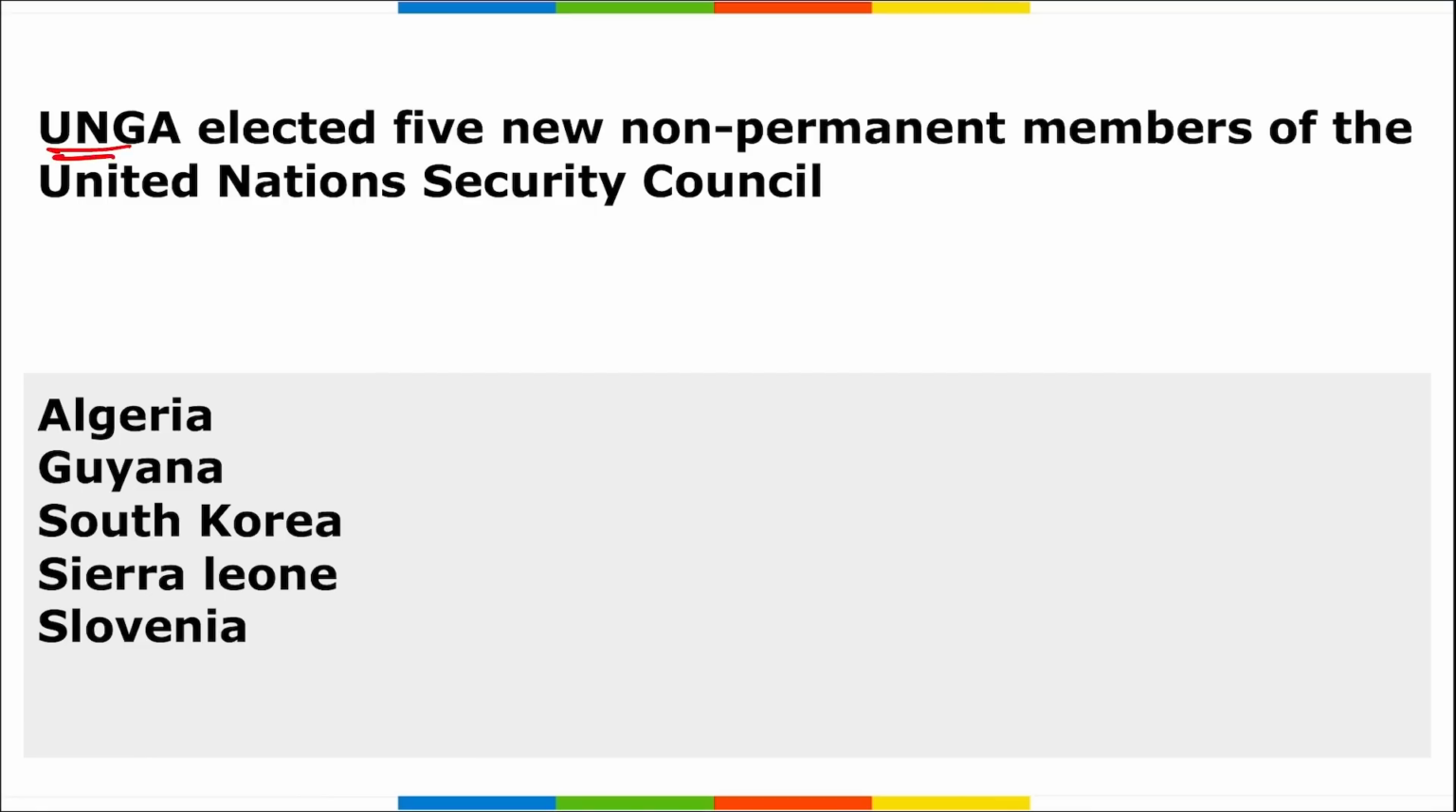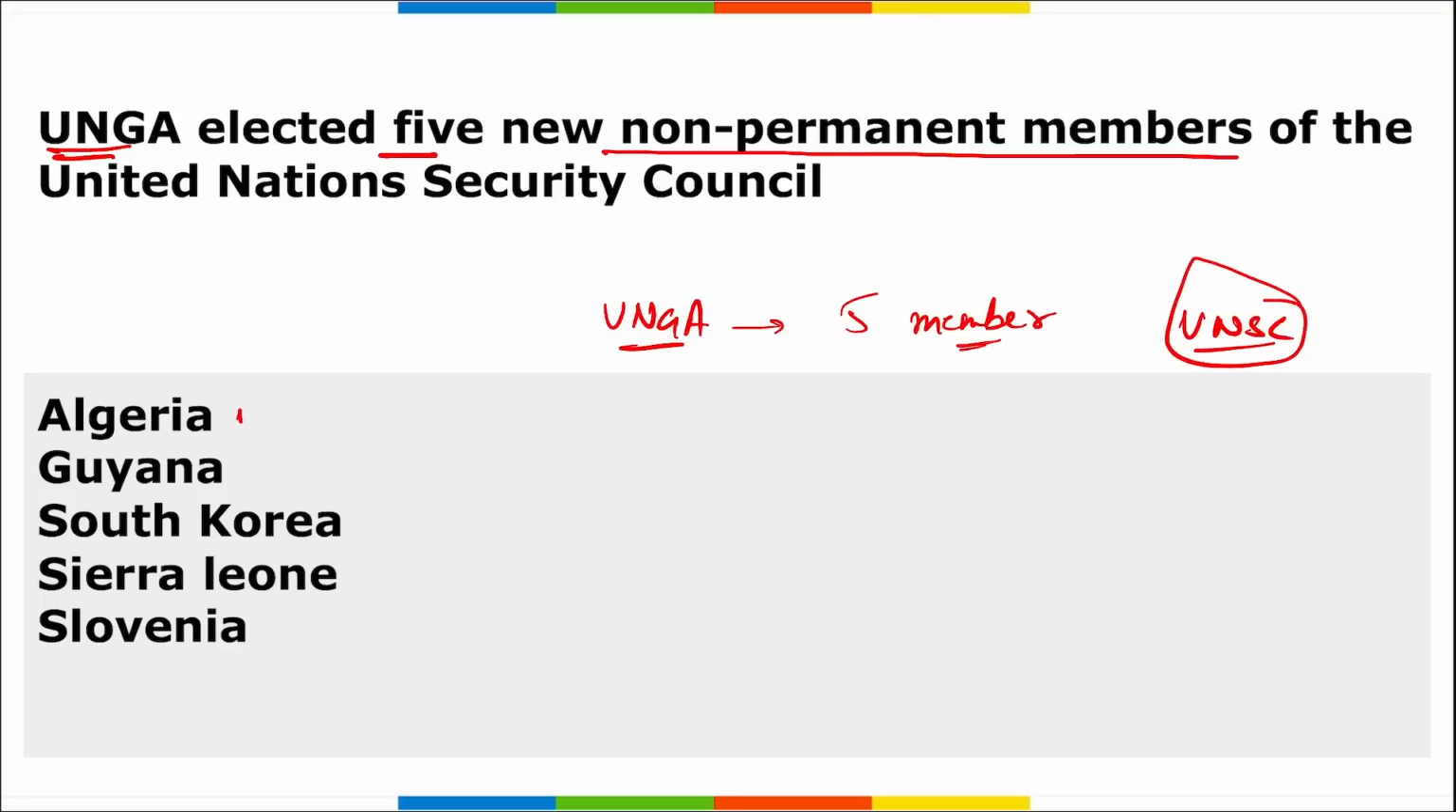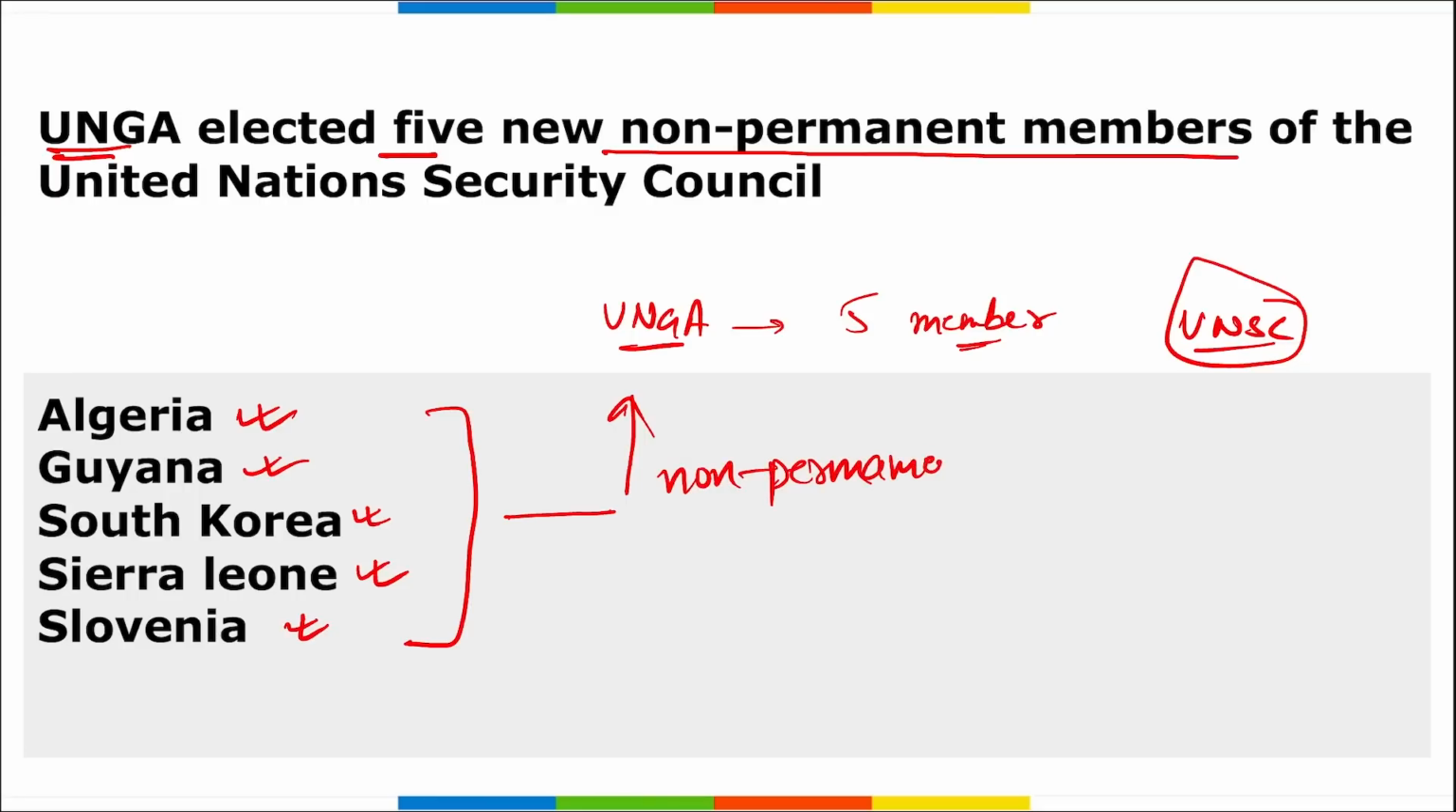United Nations General Assembly elected 5 new non-permanent members of the United Nations Security Council. Can you name those 5 member countries that have been elected as the non-permanent members? Who all are they? Algeria, Guyana, South Korea, Sierra Leone and Slovenia. These are the 5 countries that have been elected as the non-permanent members of United Nations Security Council.